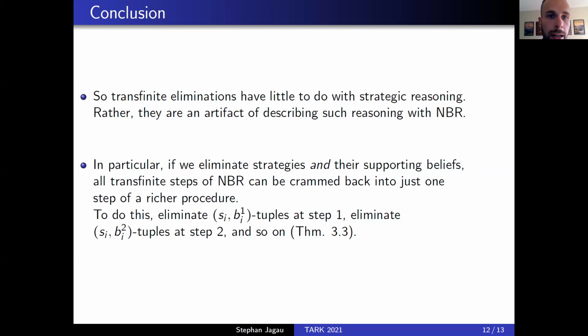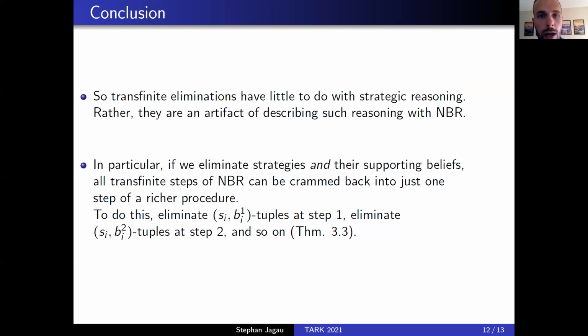In particular, as the example already suggests, here's something that always works if we want to get all the way back to omega steps. Just start at step 1 by eliminating strategy first order belief tuples. Then at step 2, eliminate strategy second order belief tuples, and so on and so forth. That's my theorem 3.3 in the paper. That concludes my discussion of the paper.